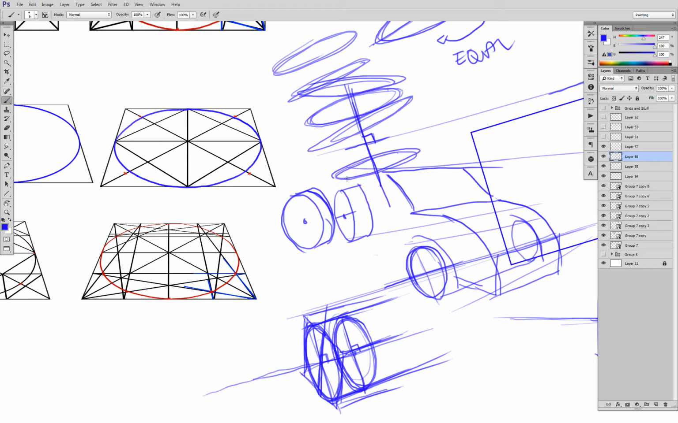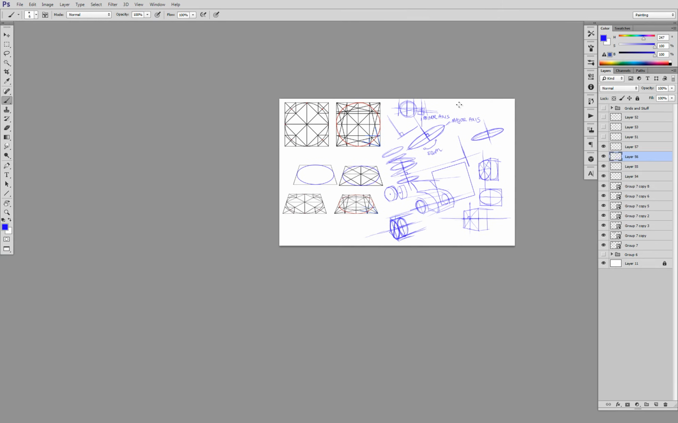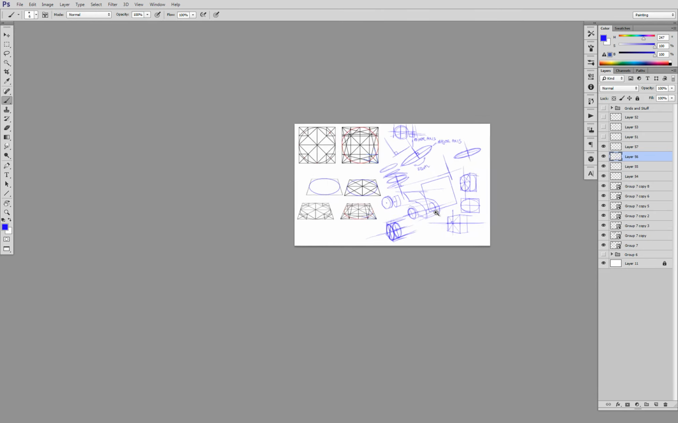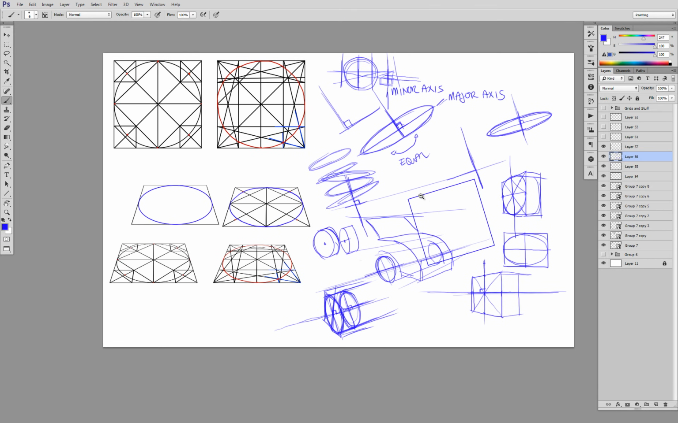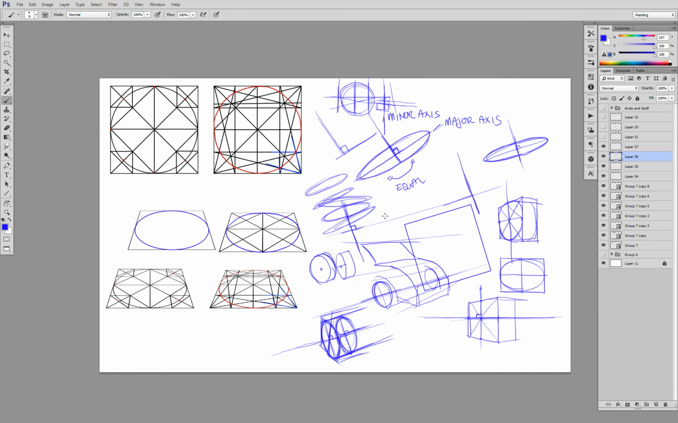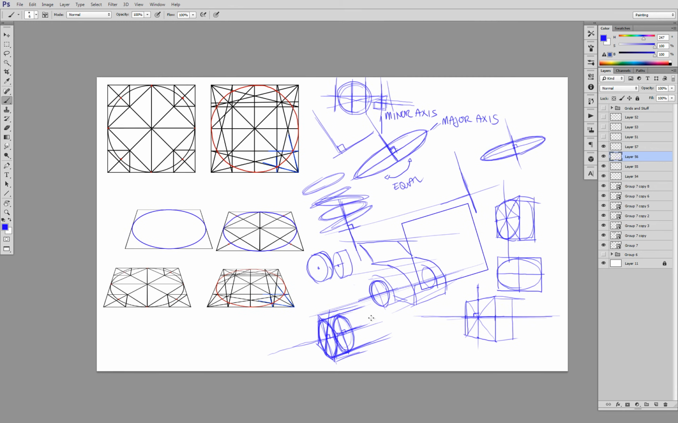So again, these are just simple observations about what happens to certain forms when they become converged in perspective, and we can use them to help us draw things like wheels and cylinders and all those kinds of objects.